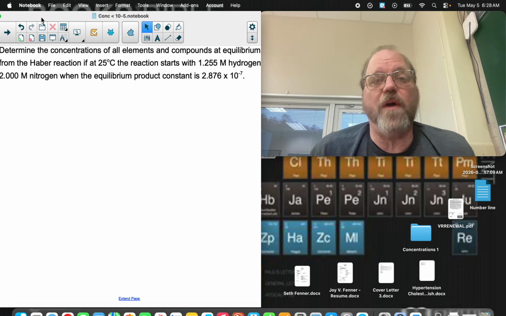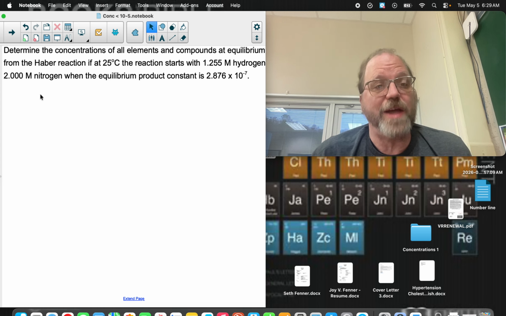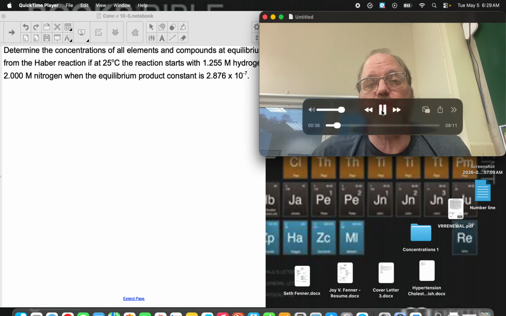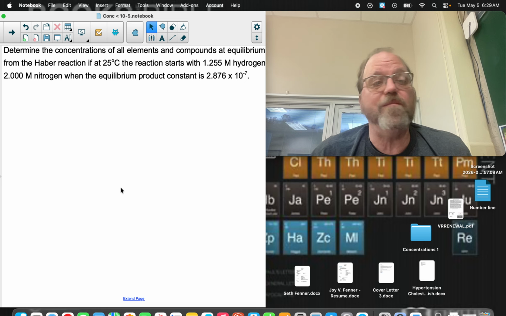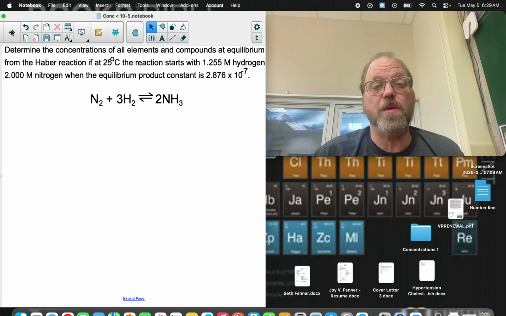Determine the concentration of all elements and compounds at equilibrium for the Haber reaction, if at 25 degrees the reaction starts with 1.255 molar hydrogen and 2.000 molar nitrogen, when the equilibrium constant is 2.876 times 10 to the minus seventh. Now, first thing we're going to do is take the reaction.